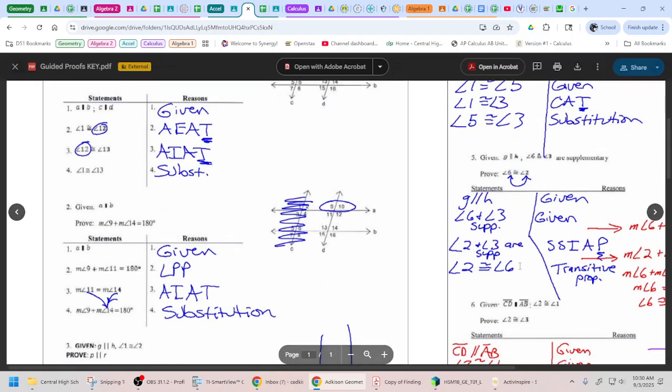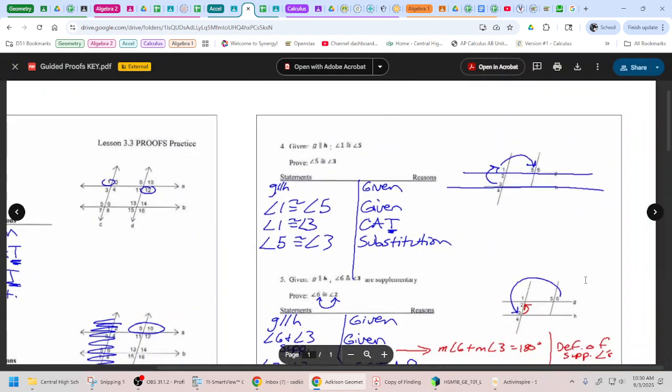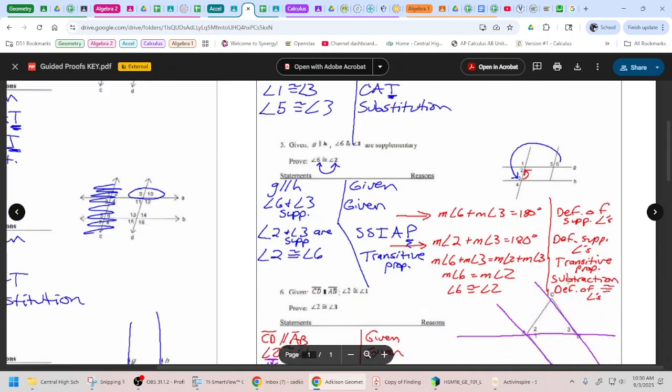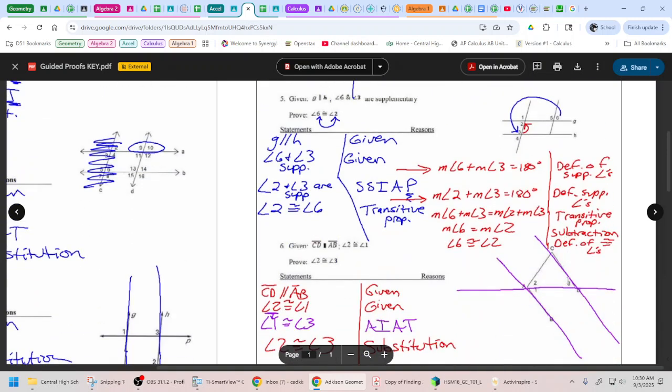Cool. Alright, and then number 4. Angle 1 and 5, and the parallel lines. I separated this into 2 givens this time. That's fine if you want to do it that way. Angle 1 and 3 are corresponding angles. And then 5 and 3 by substitution. That was a quick one. Number 5.